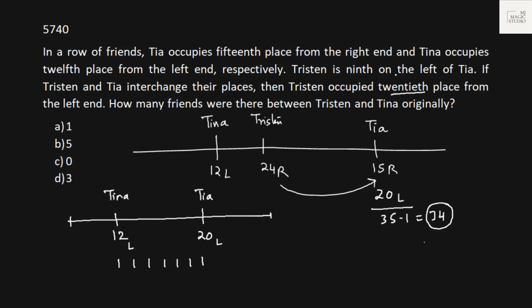Tristan is 9th on the left of Tia. 1, 2, 3, 4, 5, 6, 7, 8, 9th. Tristan is at 11th from the left. 20 minus 9 is 11th. Now the question is, how many friends were there between Tristan and Tina originally? Originally between Tristan and Tina, there were no friends because they were the neighbors. Answer is C, 0.